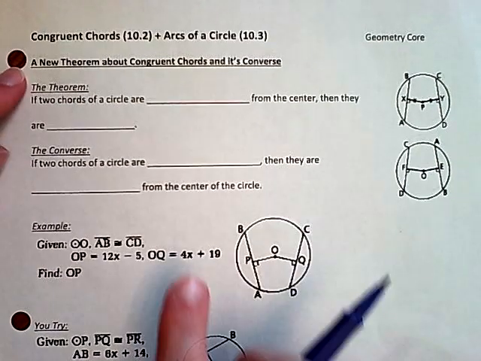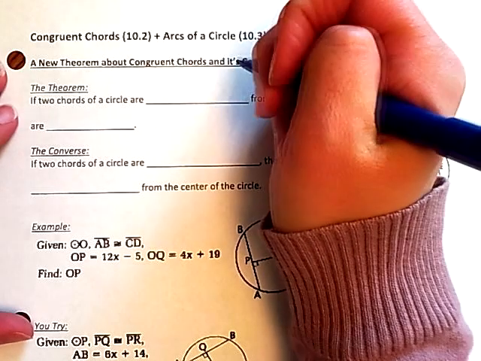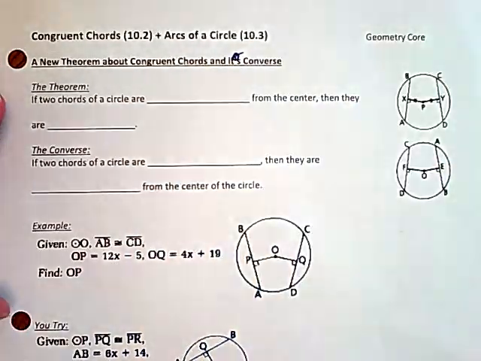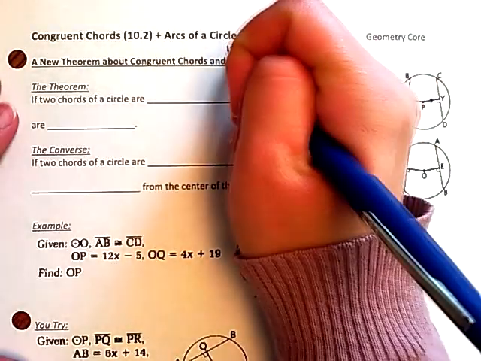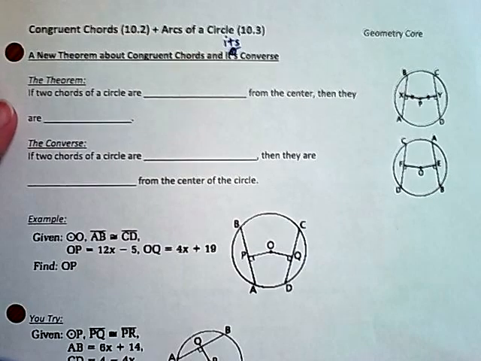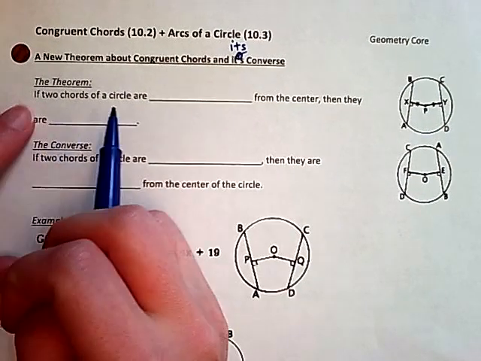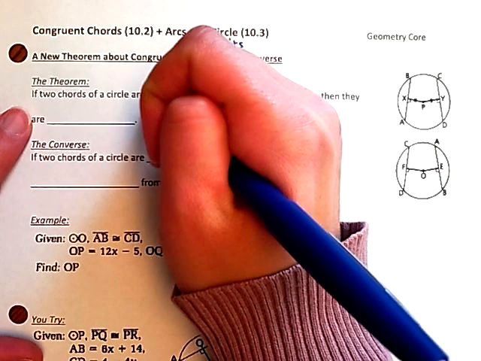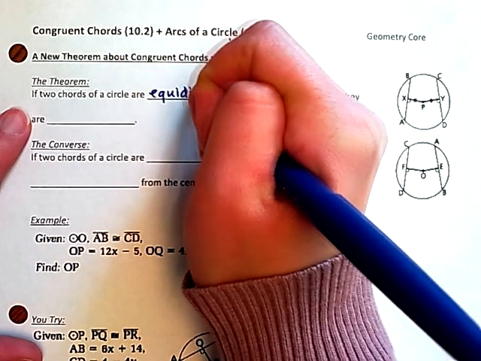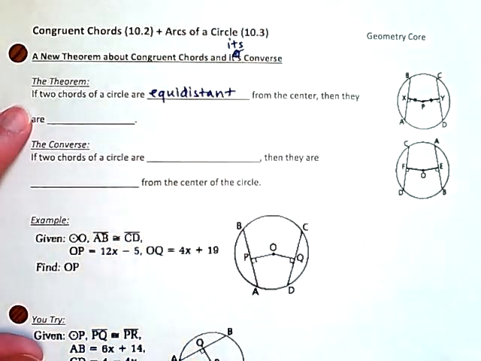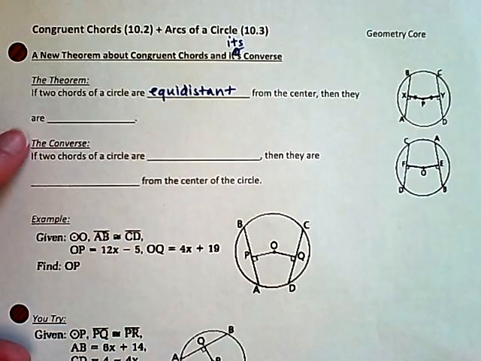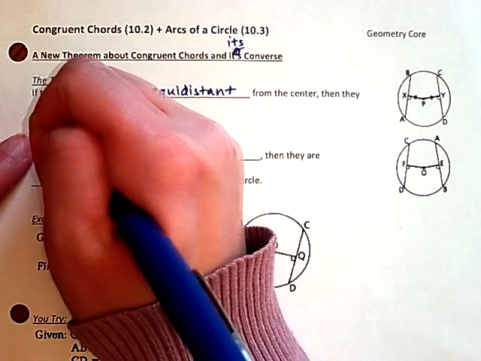It's one new theorem about congruent chords and its converse. We don't need that apostrophe. It should just be its without an apostrophe. Converse. So the theorem says if two chords of a circle are equidistant from the center, then they are congruent.